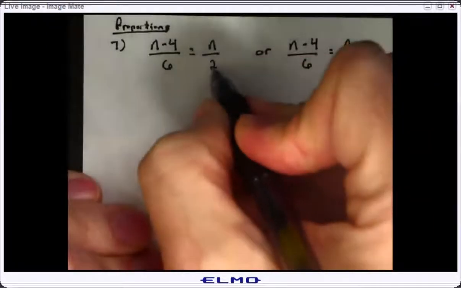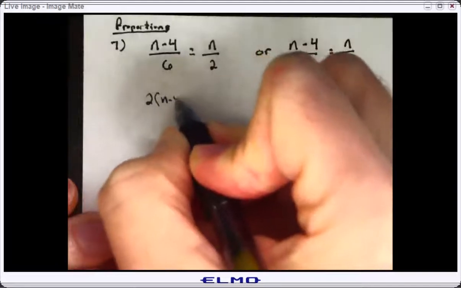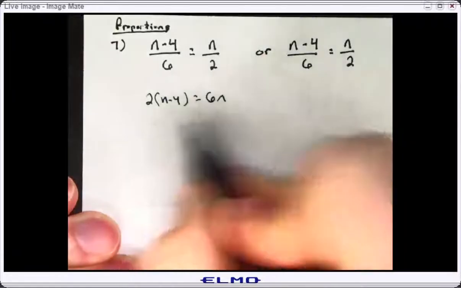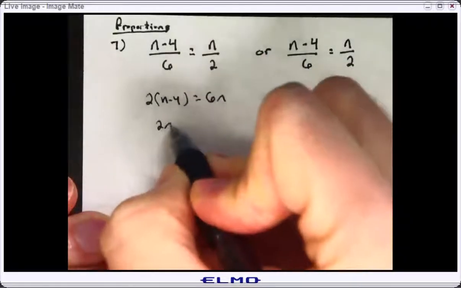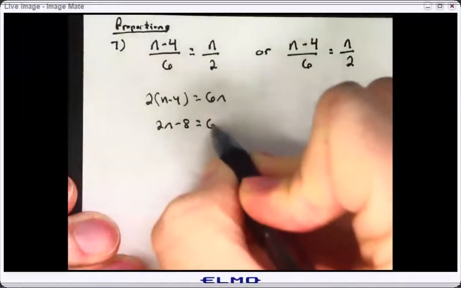So I could cross multiply 2 times n minus 4, which would look like this, and I could cross multiply 6 times n on the other side, which would look like that. Now we have a more normal looking equation. 2 times n is 2n. 2 times negative 4 is negative 8. Bring down the 6n on the right.